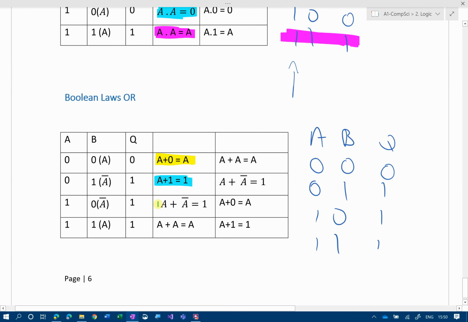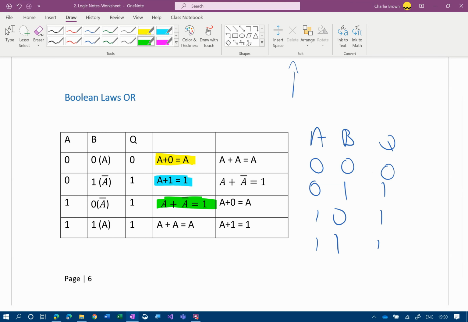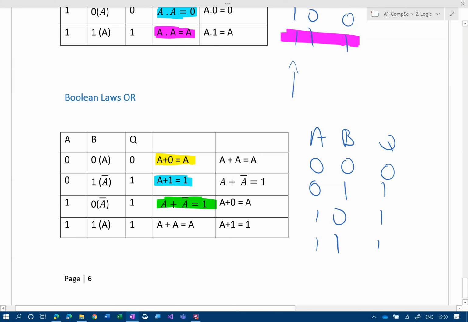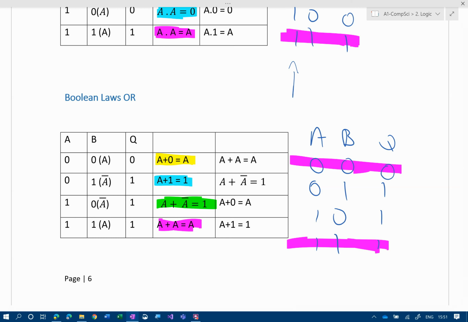Okay, next one then, we have, right, A OR NOT A. So this is again the situation where our inputs are different, so it's those two lines there, and you notice we're going to get a 1 regardless, so that's fine. And then last one, running out of colours, A OR A is equal to A, so again it's those last two there. And what do we get? Well, if A is 0, we OR it with 0, we get 0.